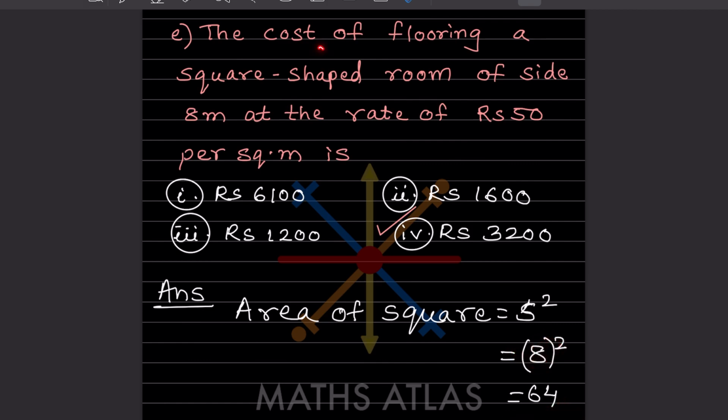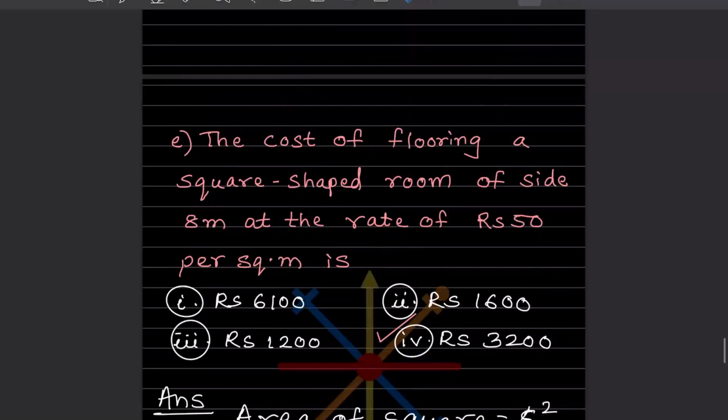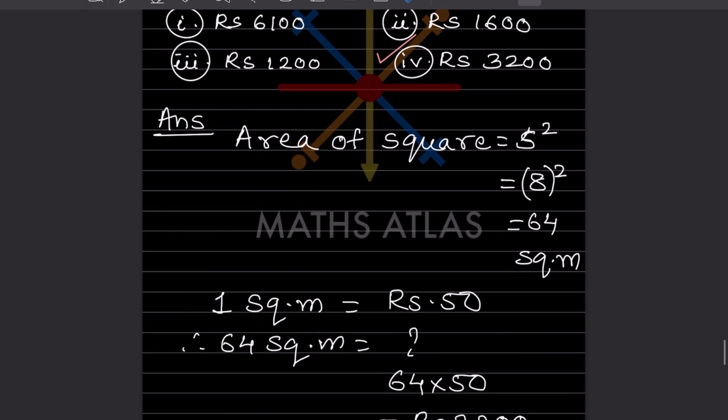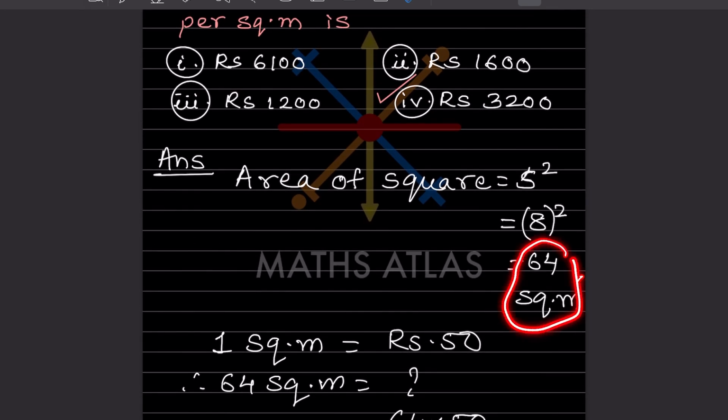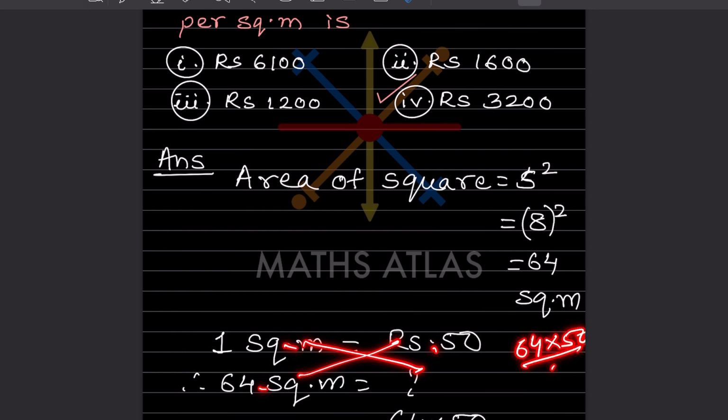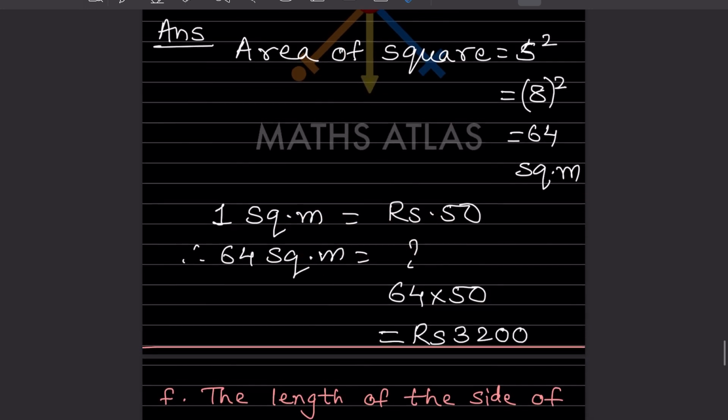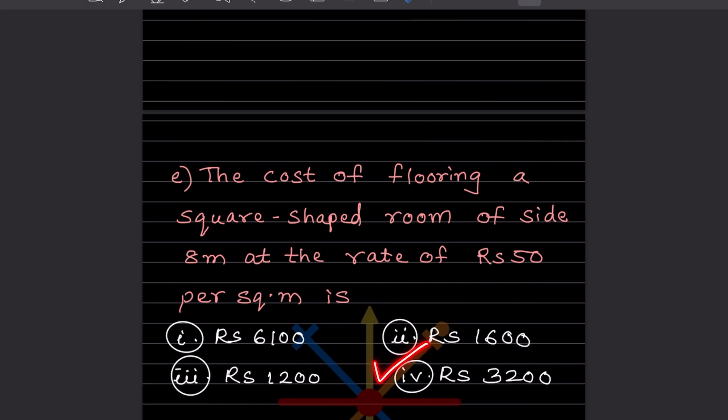So now the cost is given. What is the cost given here? Rupees 50 per square meter. Per means 1. So 1 square meter is rupees 50. How many square meters is this one? This is 64 square meter, right? Below this square meter, you should write that square meter. So now 64 square meter will be how much? You are going to cross multiply. So 64 multiplied by 50, and this one will go in the denominator. Always the two numbers, you are going to multiply. So this will be 3,200 rupees. So this is the correct option.